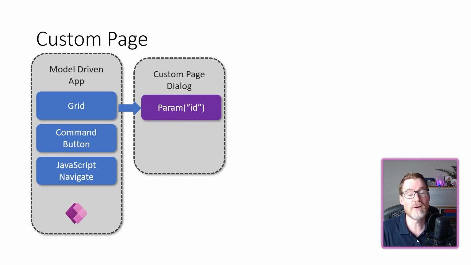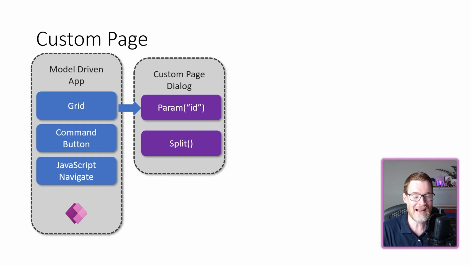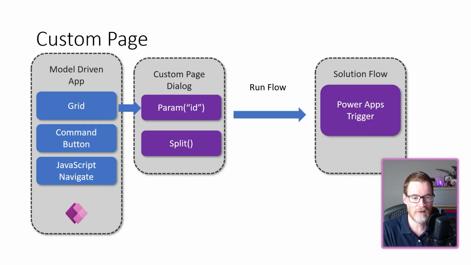Now, I've got other videos showing you how to use custom pages. In this case, we're going to accept a parameter, which is an ID passed from that JavaScript. Then we'll use split to split it out into individual GUIDs, the unique identifiers of the various different projects. And then we'll pass that across to a flow using the Power Apps trigger, so we can split that up and perform multiple actions in a loop inside our flow. Then inside our custom page, we can do the same as we did in our JavaScript: monitor those records using a timer to check if they've been completed or not.